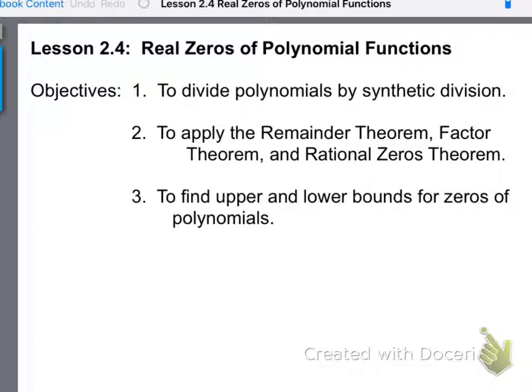Okay guys, pre-calc classes, this is the beginning of lesson 2.4. We're going to split this up into two parts today. You can see the three objectives. We're going to take care of synthetic division, the remainder theorem, and the factor theorem. Tomorrow we will talk about rational zeros, and then we'll talk about finding the upper and lower bounds for the zeros of the polynomials. So this video shouldn't be very long.